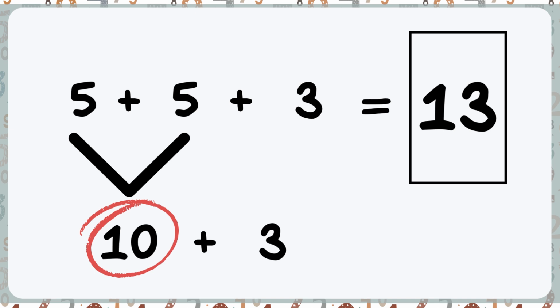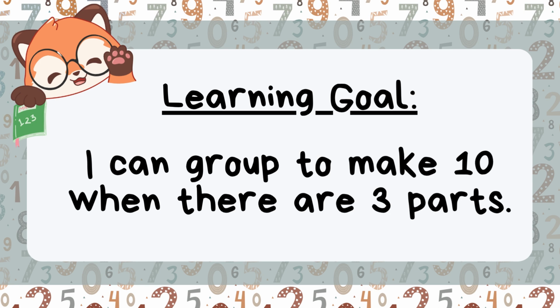Well, you know what? You came at the perfect time to help me out getting ready for my groups because our learning goal for today says I can group to make 10 when there are three parts. And that's just what we did with our pencils, right? We had three different cups, three different parts, and we added them together and we used the partners of 10 to help us get there. Let's see if we can do it again.